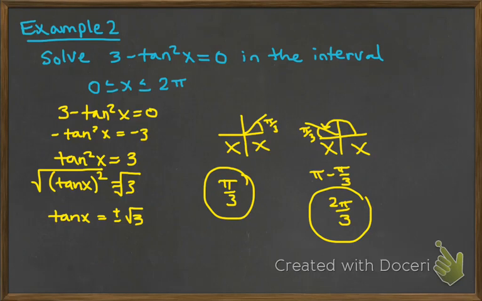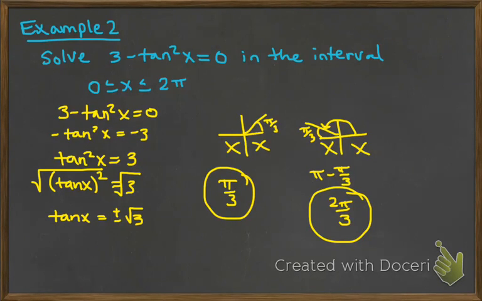Because it gives us the interval, we don't have to tack on the plus 2 pi n, or in this case it would be pi n because it's a tangent. You only have to do what is given to you. So if they give you an interval, don't worry about the plus 2 pi n. If they don't give you the interval, that's when you have to tack on the plus 2 pi n or the pi n in the tangent's case.